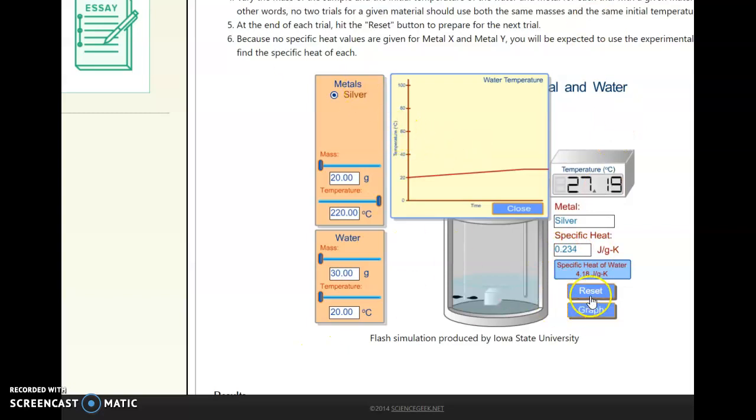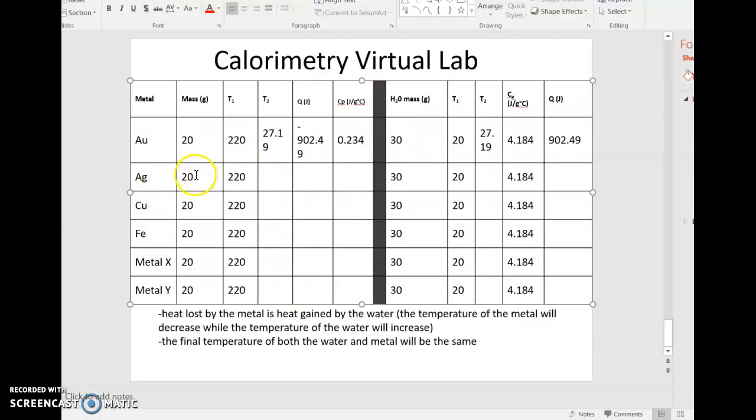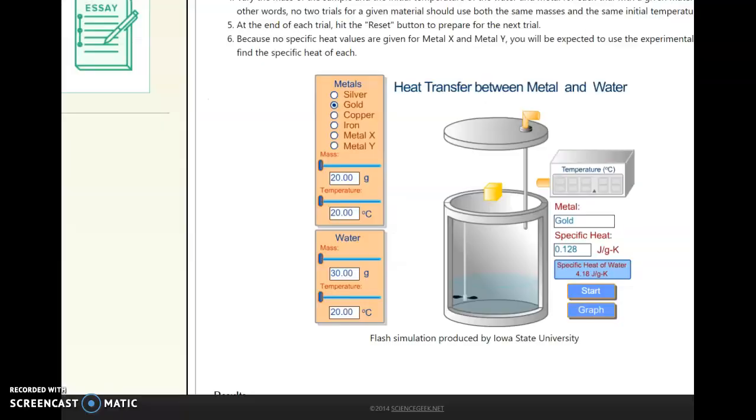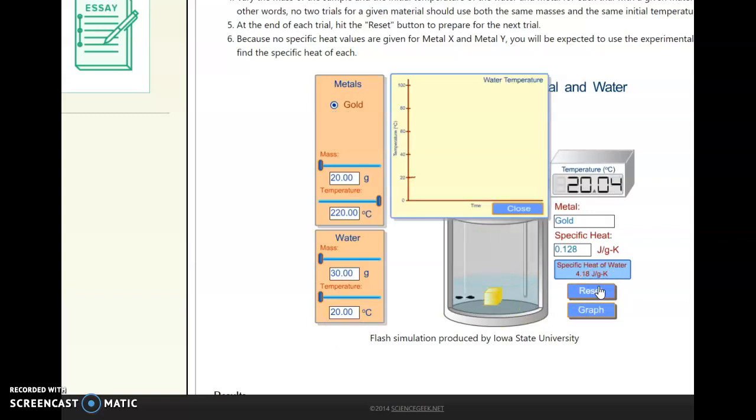So if I reset and do the same thing with gold, I go back to my data table, my gold, the mass is 20 grams. My initial temperature of the gold, I'm going to increase it to 220. And again, I can see that the amount of water that I have is still 30 grams and the initial temperature of the water is still 20 degrees Celsius. If I drop that hot piece of gold into the water, the temperature of the water is going to increase. It's going to get hotter until they're the same temperature. So I'm going to let it run for a bit.